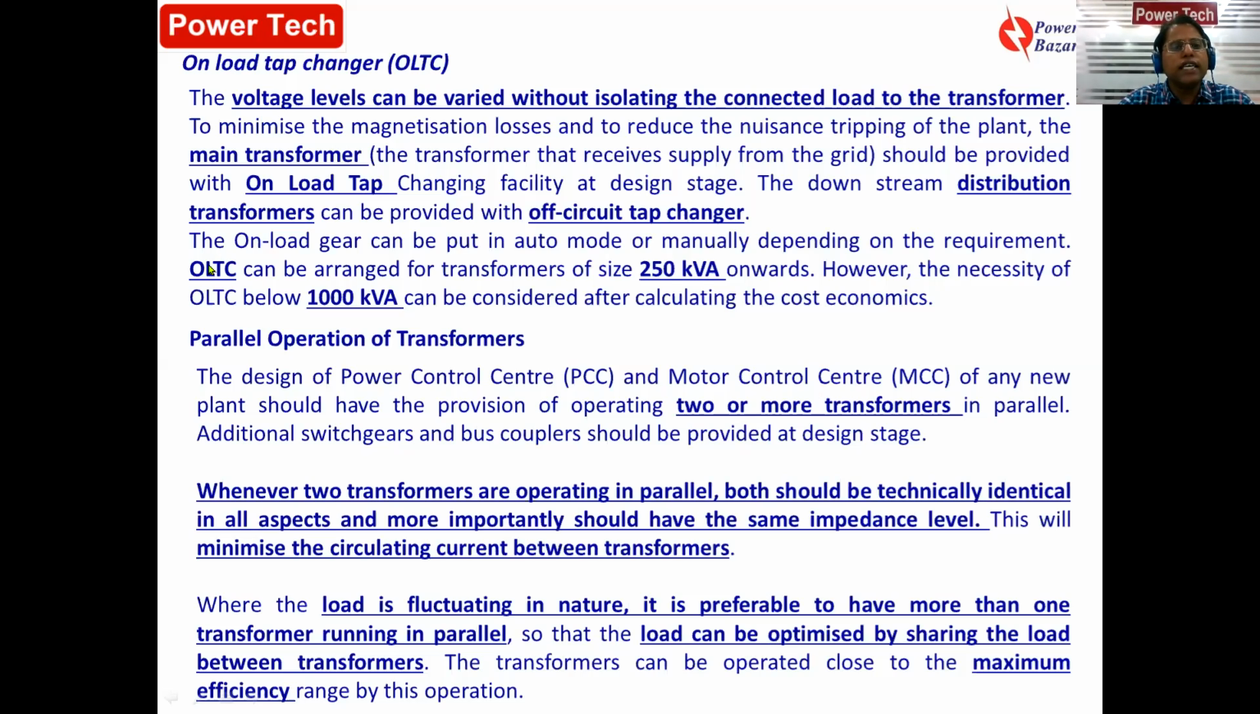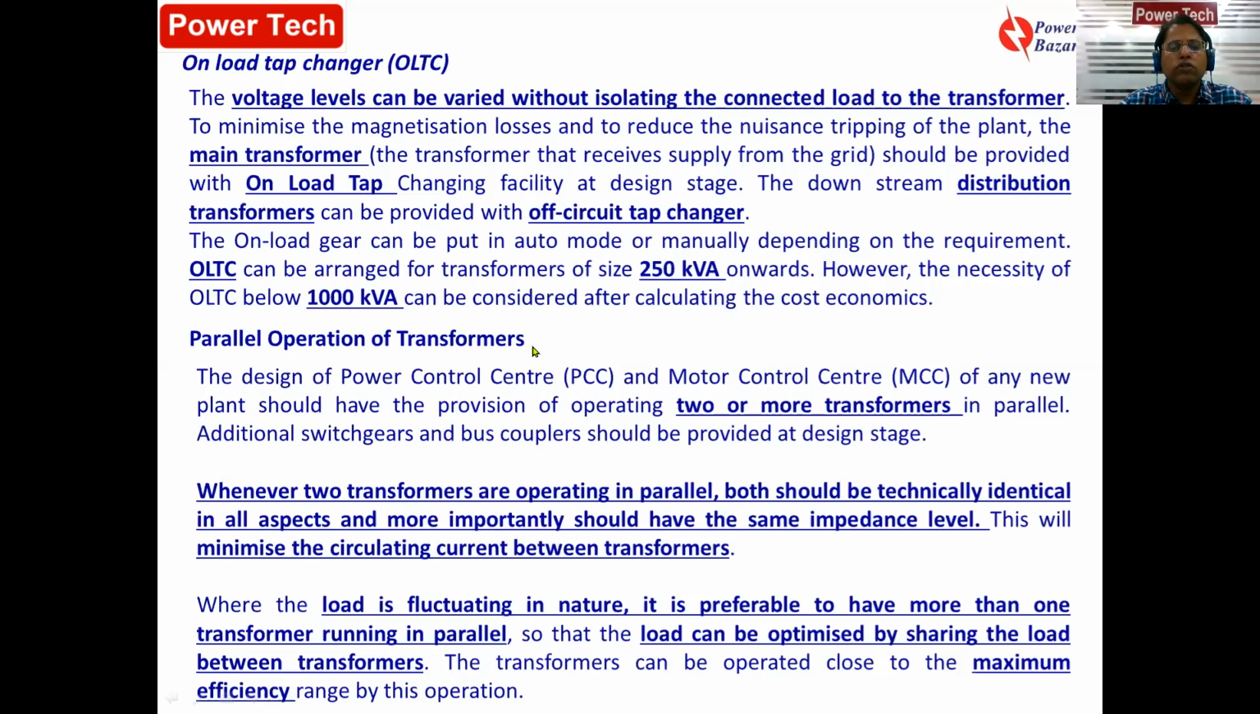So OLTC and off circuit tap changers can be provided considering the cost calculations, because OLTC is a little bit higher cost as compared to off-load tap changers. It has some cooling arrangement. So normally it is provided with higher side voltage, or it is provided to grid substation side transformers. Now come to parallel transformers.